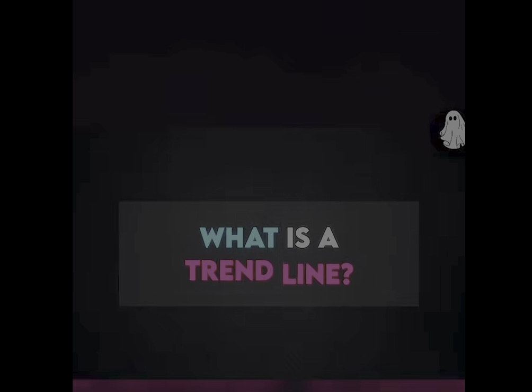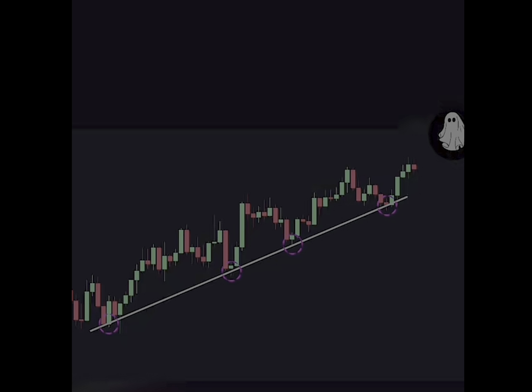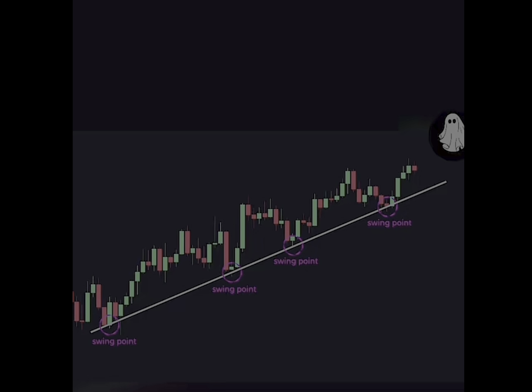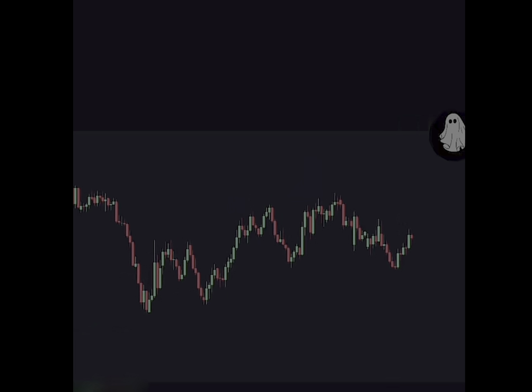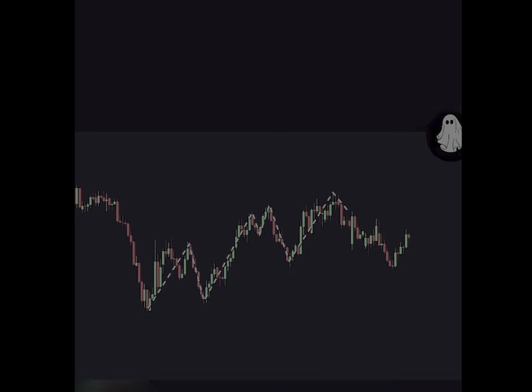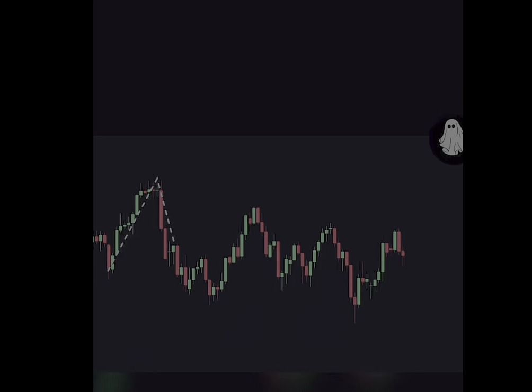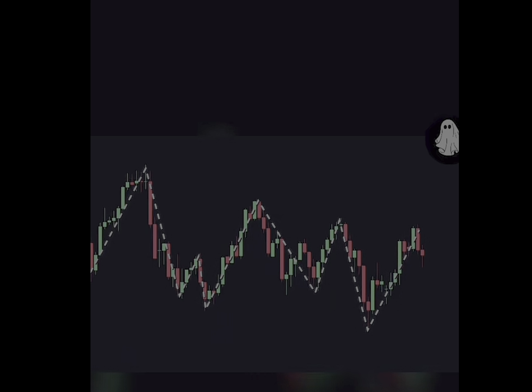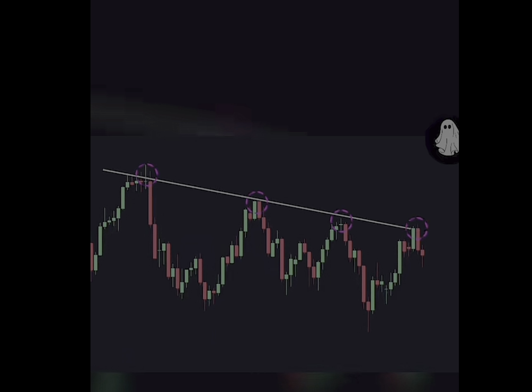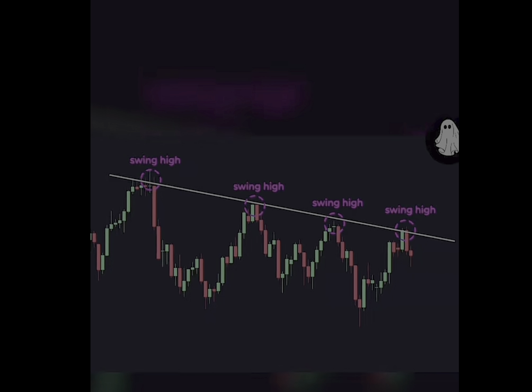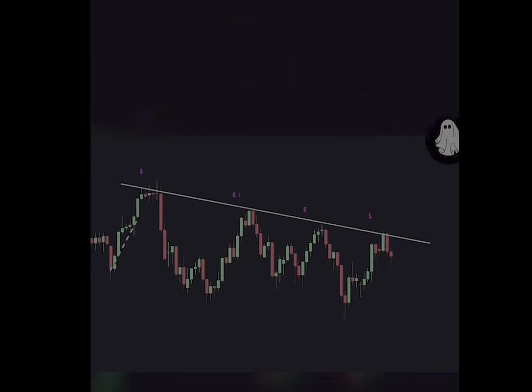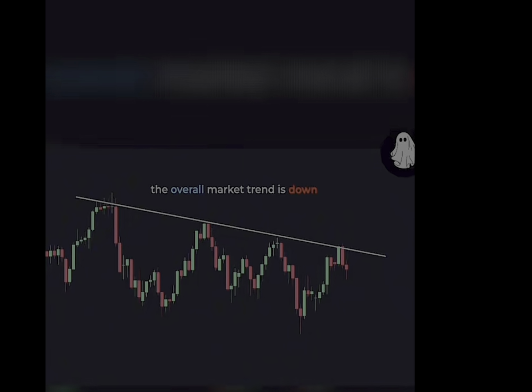First, what is a trend line? A trend line is a straight line drawn on a chart that connects 2 or more swing points in price. Let's look at an example. In this chart, we can see that price is fluctuating, moving both up and down. However, when we apply a trend line, this time connecting the swing highs, we can see that the trend line is sloping downwards, meaning that despite the short-term fluctuations, the overall market trend is down.